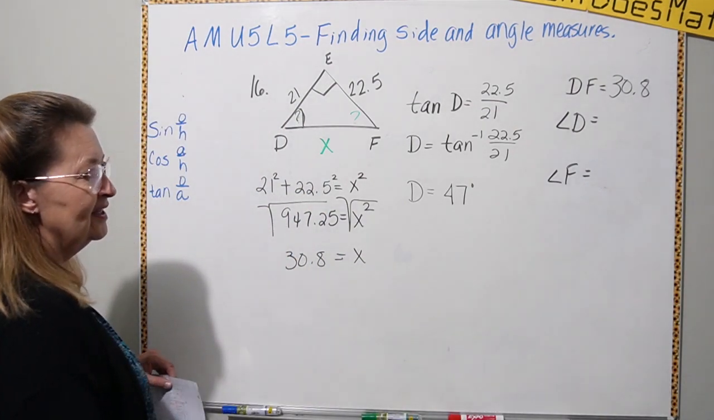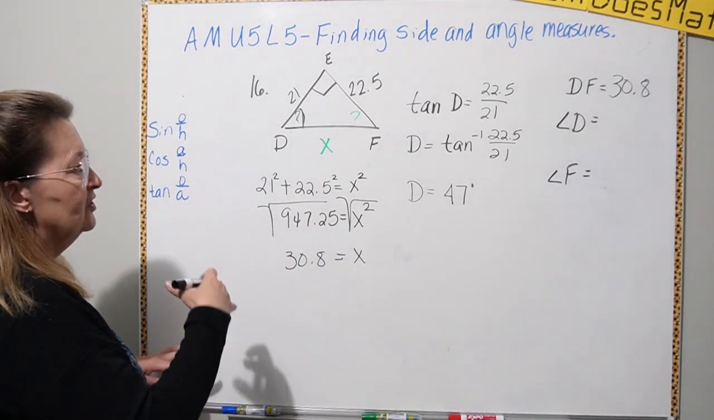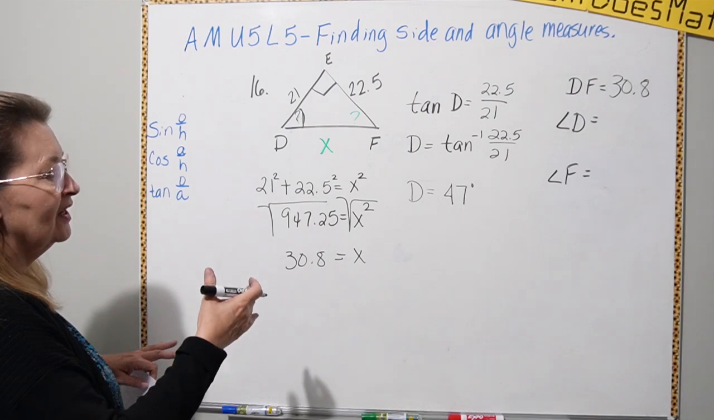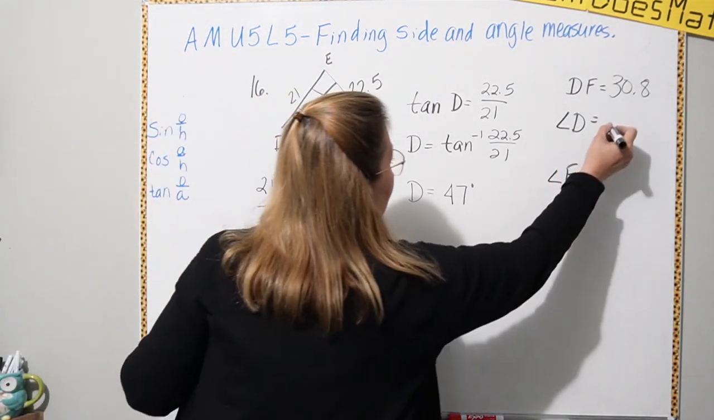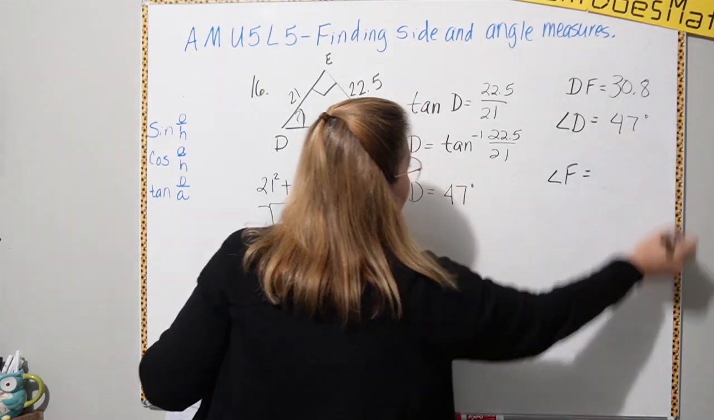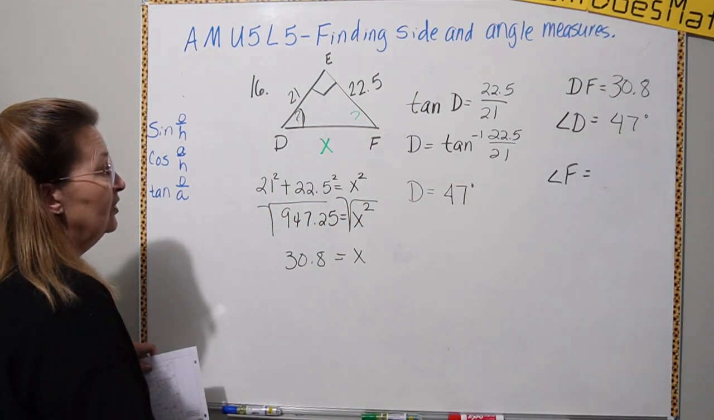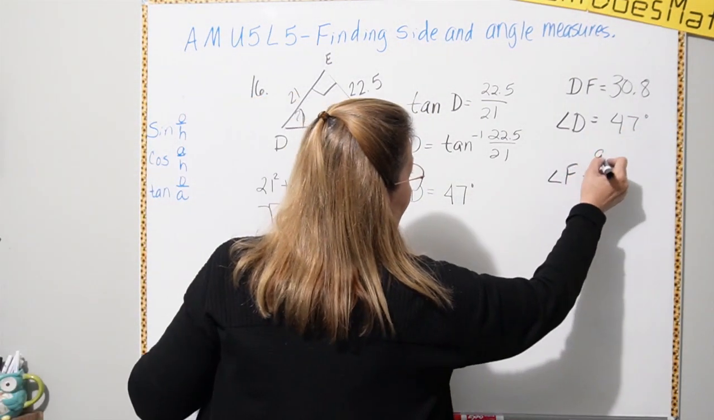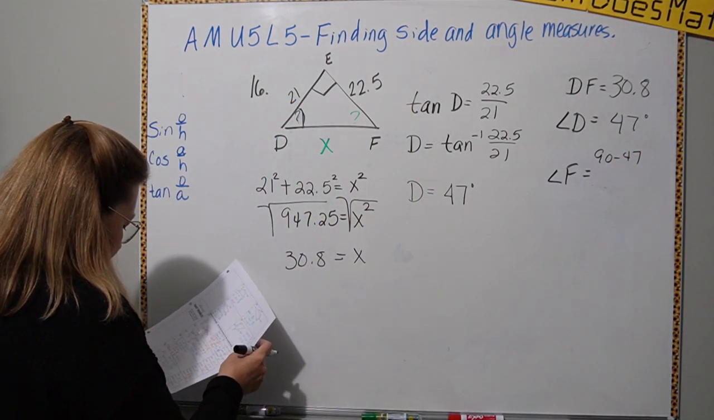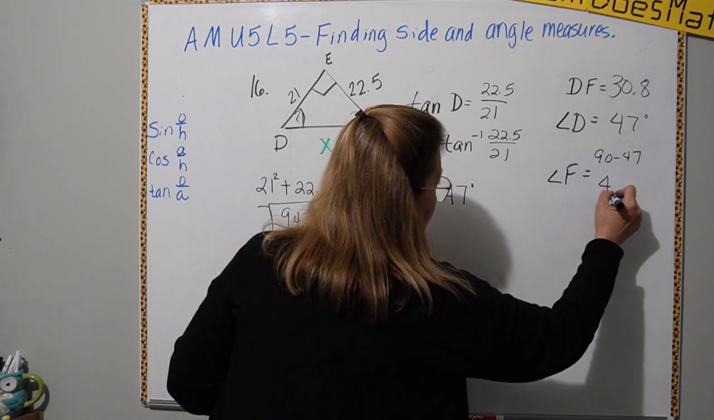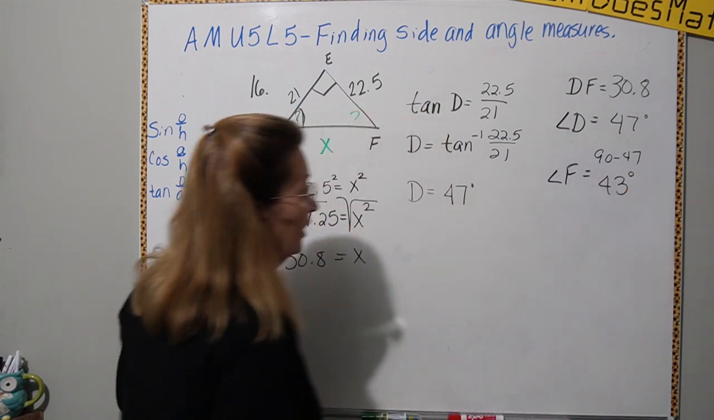It's like 46.97, so by the time you round the 9 up, you've got to round up to 47. So angle D is 47 degrees. And now you can just subtract, 90 minus 47 for angle F, and that's going to get you 43 degrees.